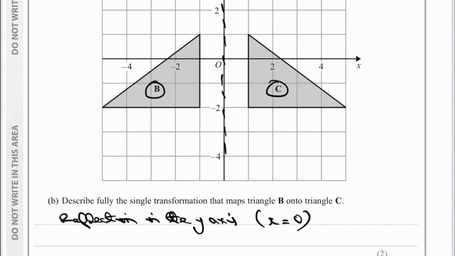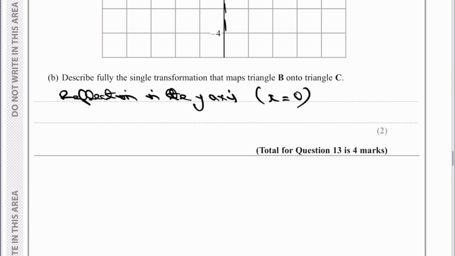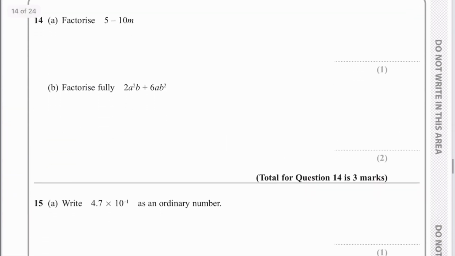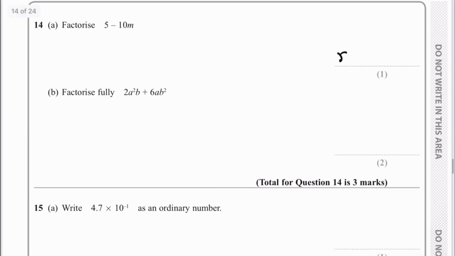Okay, so we're going to carry on, and we're just going to do a few more questions. So we'll have a look at question number 14 and 15. So let's move on then to 14. Factorise 5 minus 10m. Well, the biggest number I can take out of 5 and 10 is going to be 5. I can't take anything out of the m, so I'm going to write that as 5(1 minus 2m), and that would be the answer to that question.